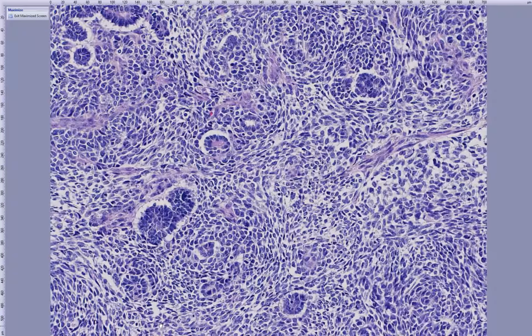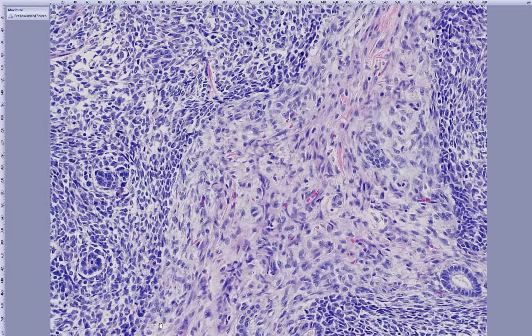The final component that we tend to see in these tumors is the so-called stromal component, which is depicted here in the middle.